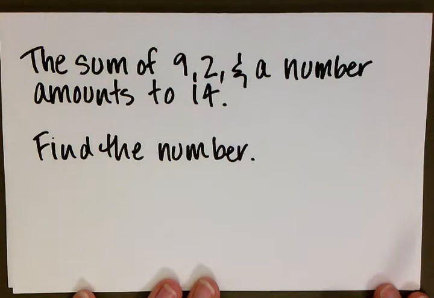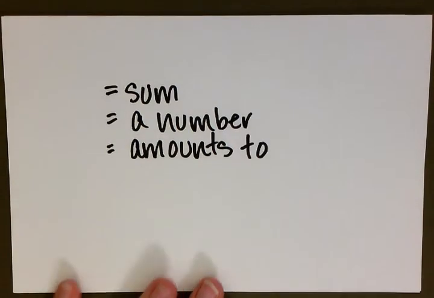Our question reads, the sum of 9, 2, and a number amounts to 14. Find the number. Let's go ahead and break this down into very small bites and make sure that we understand the terminology of the question. The sum. When we see the word sum, we know that it means addition.